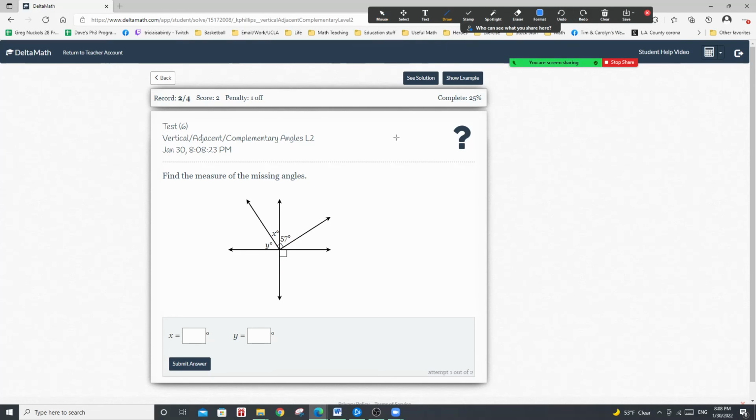This is also a new type, so we're going to go over this one too. If you take a look, these two lines form that right angle over there. So we can say 57 plus x is equal to 90. X is equal to 90 minus 57, so x is equal to 33.